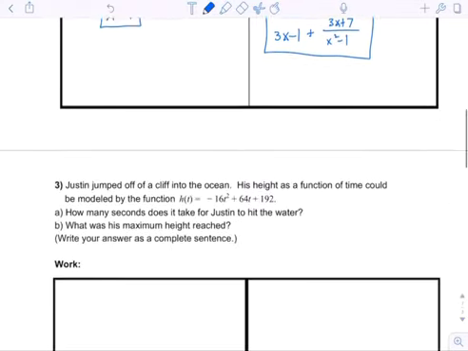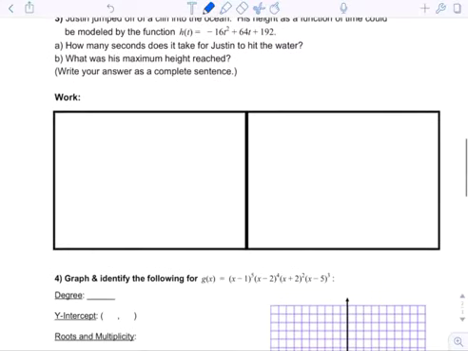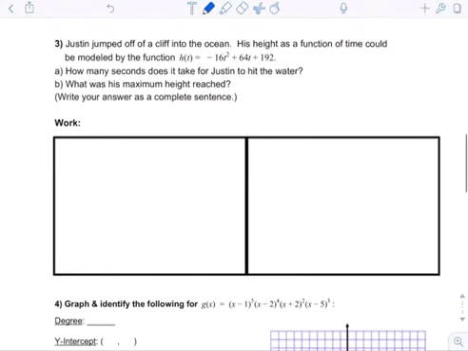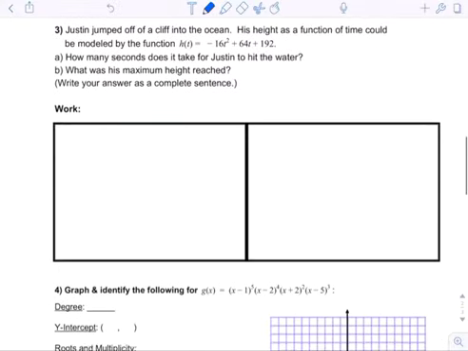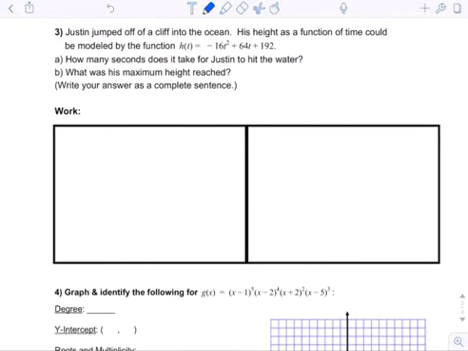Now we are moving on to 3. Alright, so Justin, again, jumps off a cliff into the ocean. His height as a function of time could be modeled by the function h of t equals negative 16t squared plus 64t plus 192. Alright, first one, how many seconds? We don't know what t is. We need to solve for t because it's asking us for seconds.